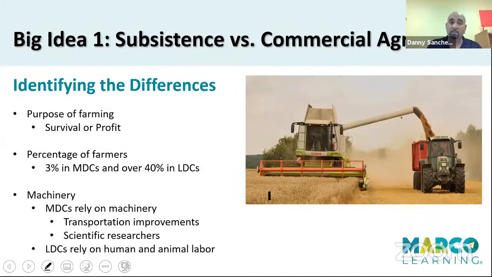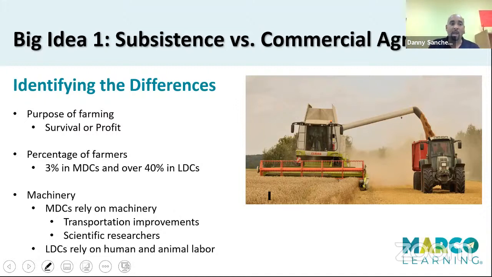How can you tell the differences between subsistence and commercial farming? The first thing, what is the purpose of the farming? Is it for survival or is it for profit? If you're growing yams in your backyard and that's your main source of food, that's going to be subsistence farming, survival farming. If you have huge farms and using machinery, like in that picture, that's another thing we'll point out in a second. If you're making money, if you're selling your crops, you are a commercial farmer. You are profiting from your sales.